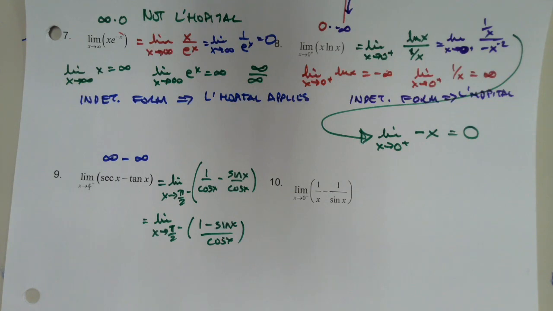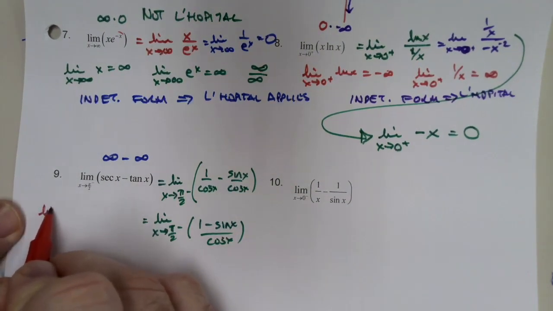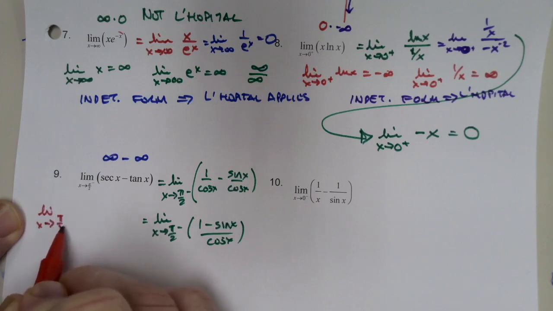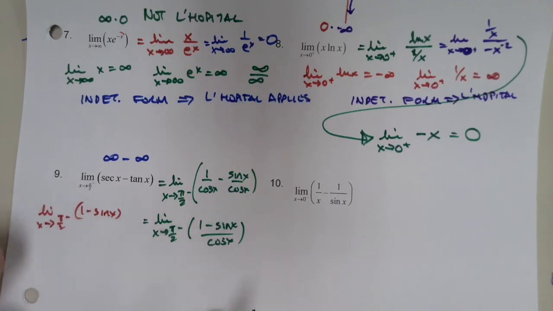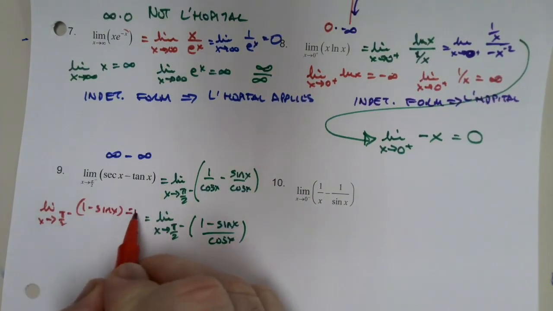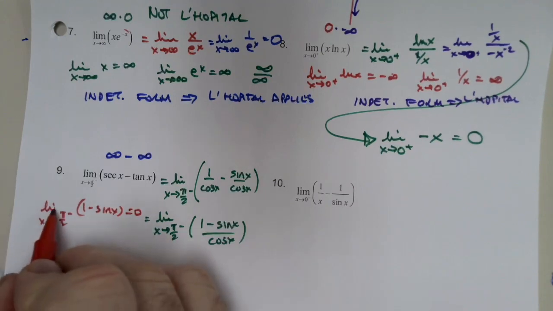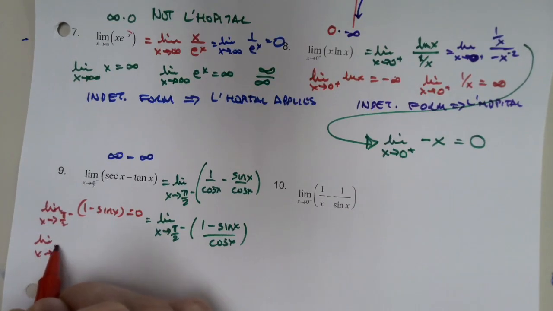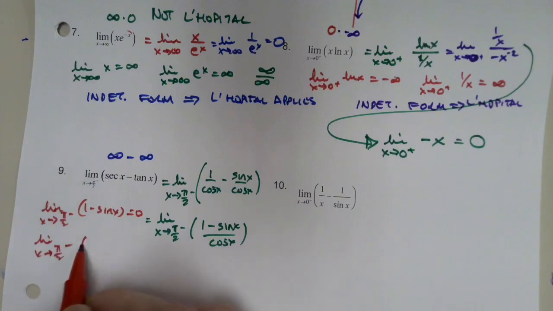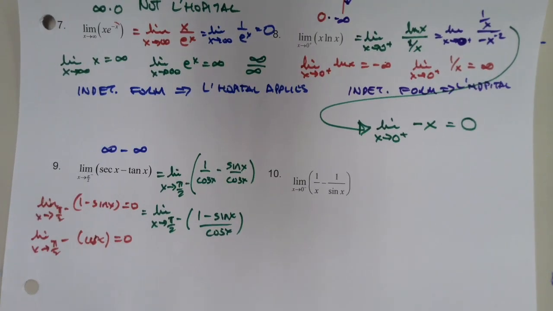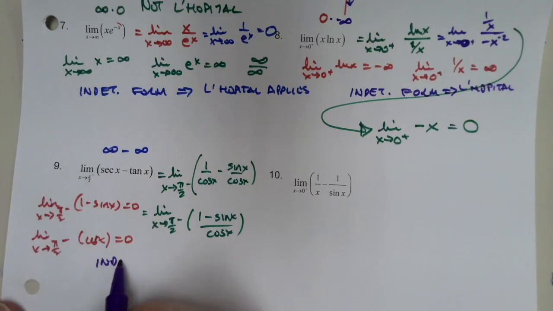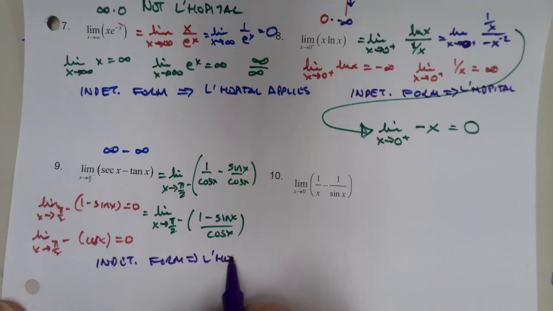And think about it. If we're evaluating the limit as x goes to 1/2 pi from the left of 1 minus the sine of x, this is going to be a 1 minus 1 and give us a 0 in the numerator. Our denominator would be the limit as x goes to 1/2 pi from the left of cosine of x, which of course is 0. We have a 0 divided by 0. Therefore, this is an indeterminate form, and we're going to use our L'Hopital.